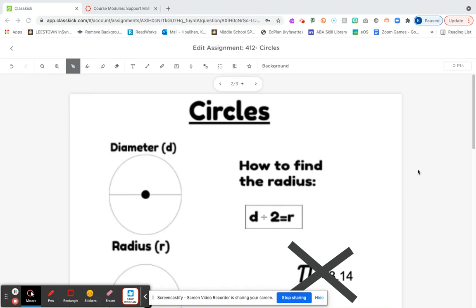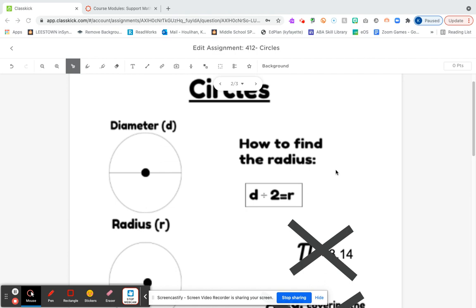This week, we're going to be talking about circles. Okay, so we're starting geometry.